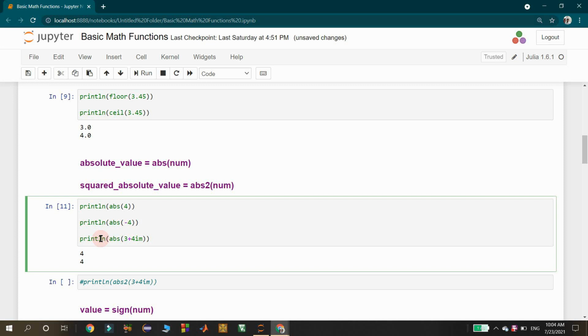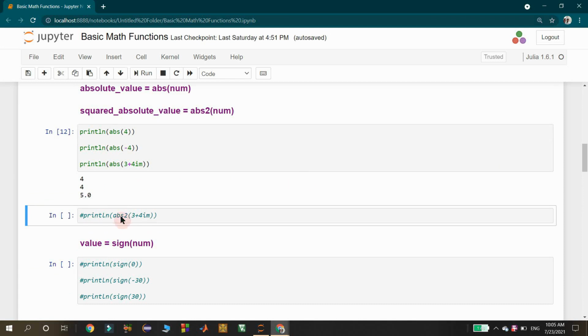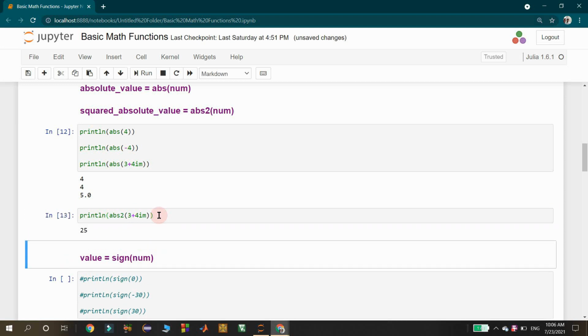Then the square root of 3 squared plus 4 squared will be computed, and we will get 5. Next I am considering the squared absolute value function. I am using the abs2 function on the same value, which will compute 3 squared plus 4 squared, which will be 25, that is the squared absolute value.